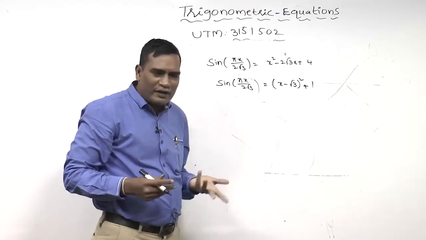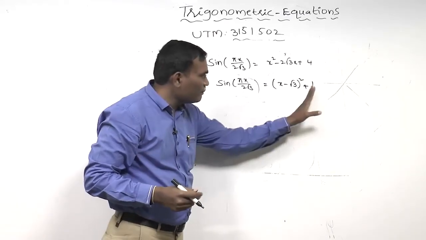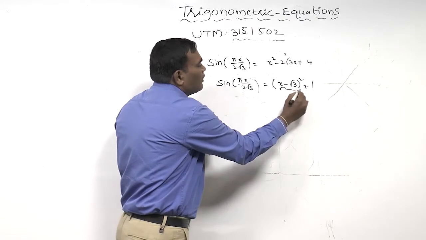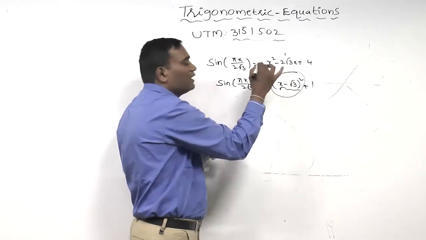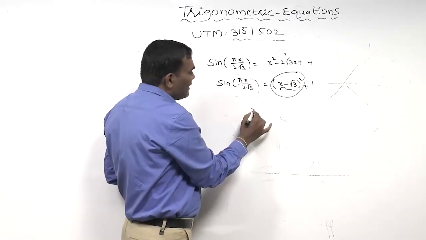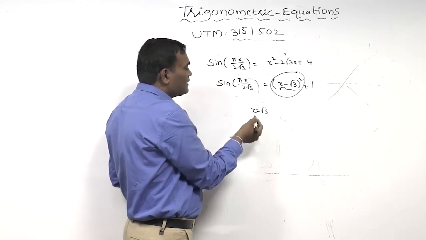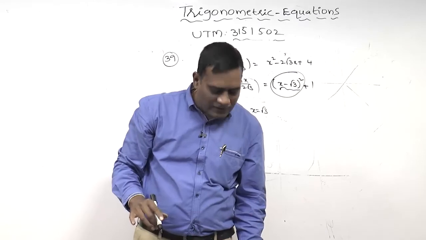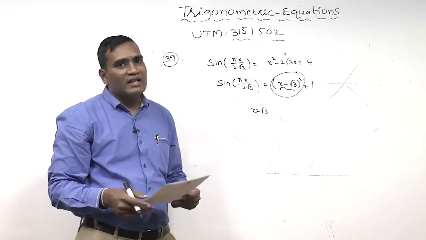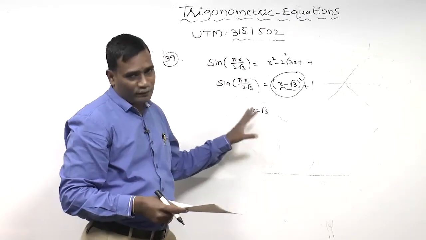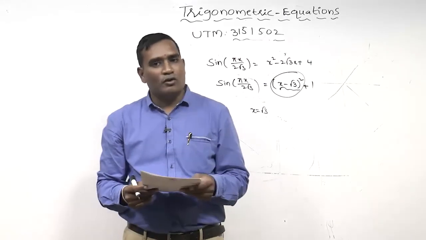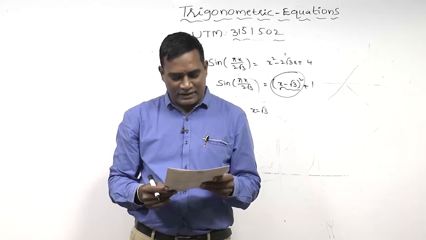So, what is the maximum value of sine? Plus 1. So, 1 plus something is not possible. It is possible only if this is 0, that is, x is equal to root 3. Means only one solution. So, what is the answer? Only one solution. The number of solutions is being asked. The value of x is root 3, but the answer is that the number of solutions is 1 only. Option B is the correct answer.